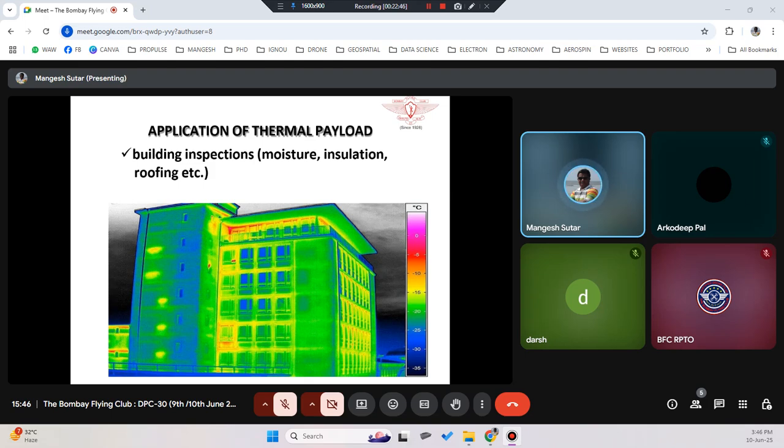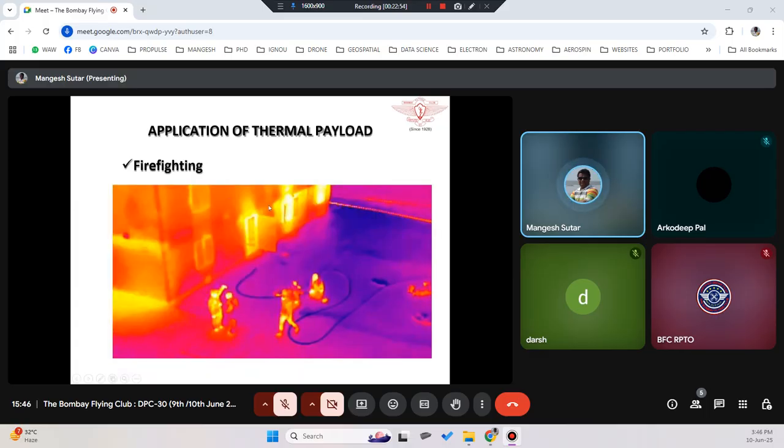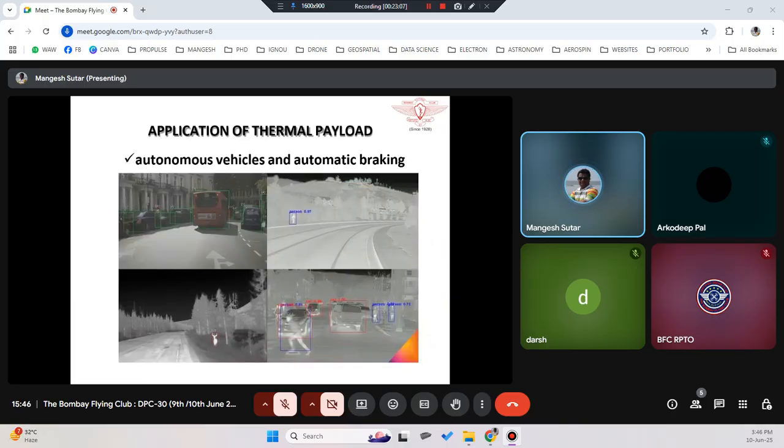So you can get the real input, and you can take action according to the images you capture using the thermal cameras. Okay, firefighting. During firefighting also you can use the thermal payload, so that you can effectively see the source where you need to control the fire. That can also be done using thermal payloads. Autonomous vehicle and automatic braking also. There you can use thermal so that you can monitor the vehicles, and you can probably stop for intruders or people who are not visible in normal viewing, or where the view is not available.